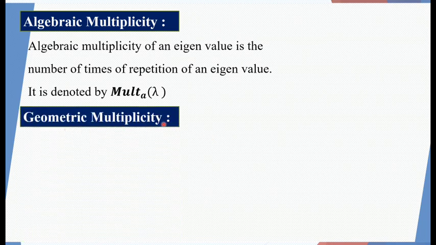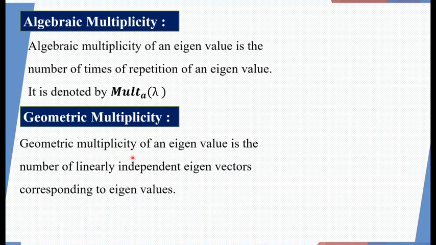And the other one is geometric multiplicity. Geometric multiplicity of an eigenvalue is the number of linearly independent eigenvectors corresponding to the eigenvalue. Means for the same lambda equals 1, if two different eigenvectors exist, then its geometric multiplicity is 2, and if only one eigenvector exists, then the geometric multiplicity is 1. Just like question number 1 of the previous lecture, where a non-symmetric matrix with repeated roots exists, and there x2 and x3 both are the same, that is, the last two vectors are the same, so that is the case of single geometric multiplicity for the repeated eigenvalue. It is denoted by mult_g(lambda).